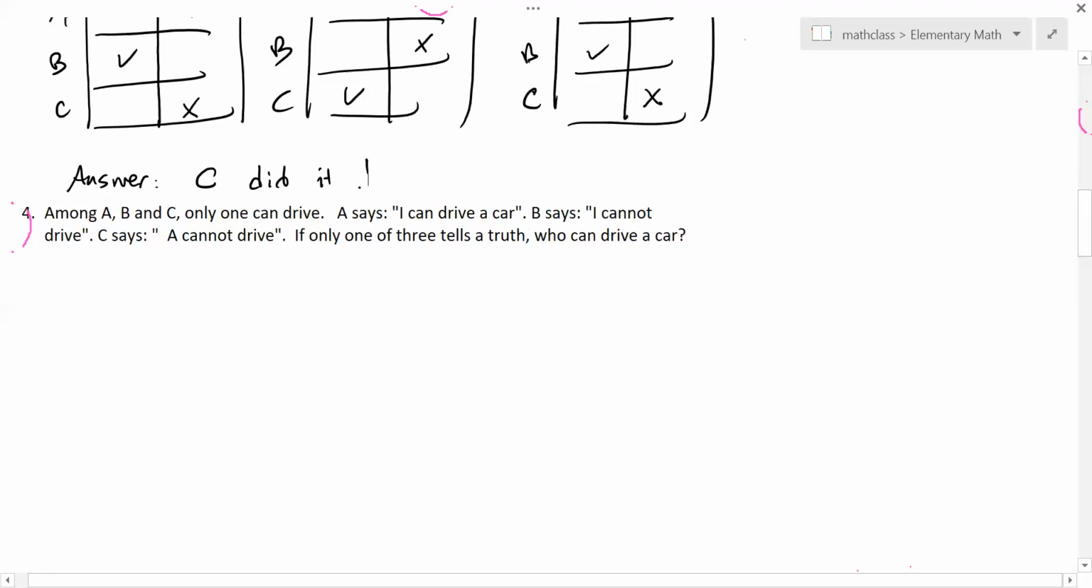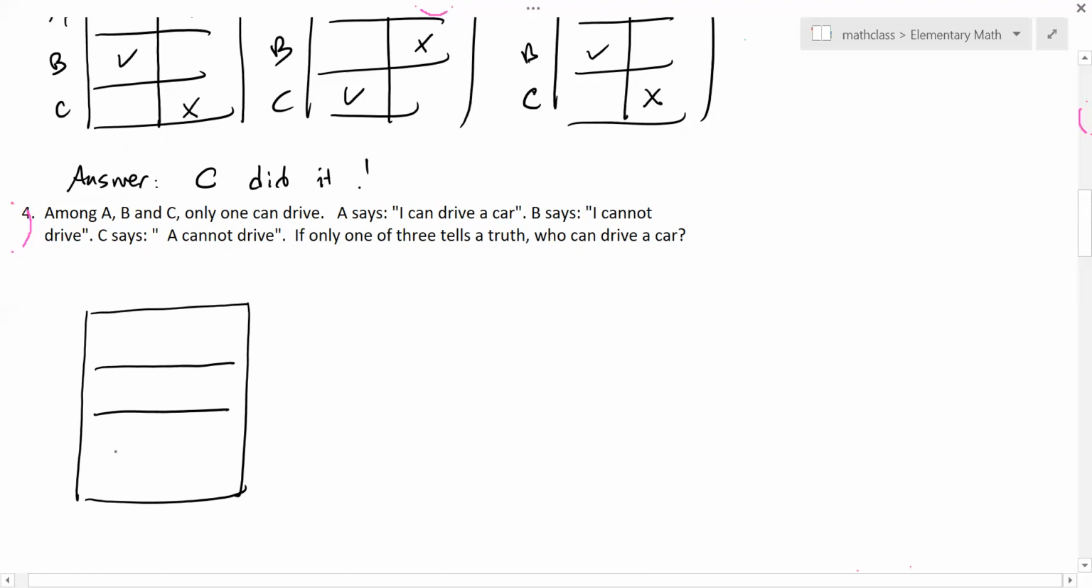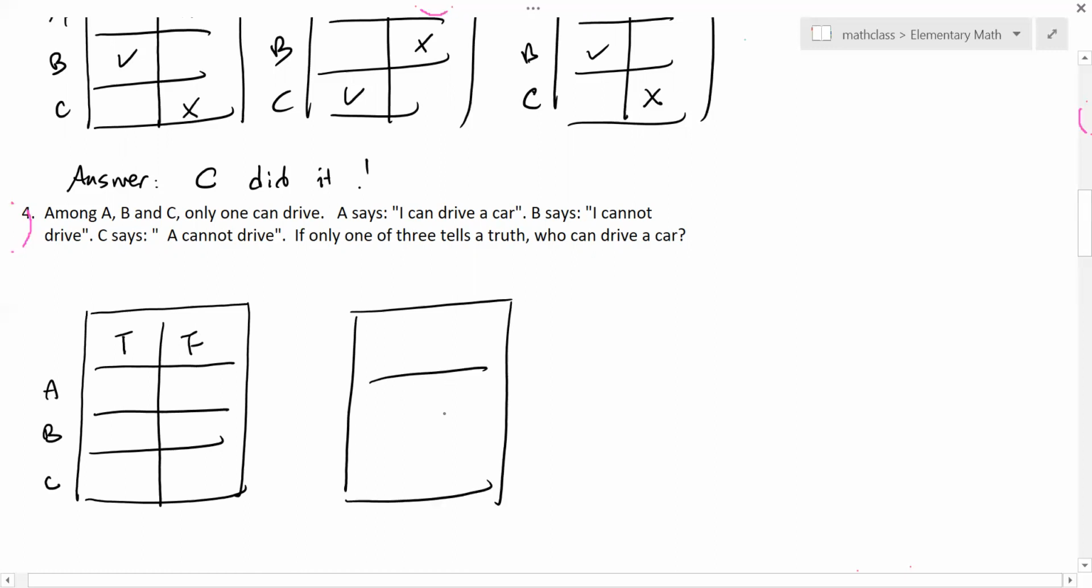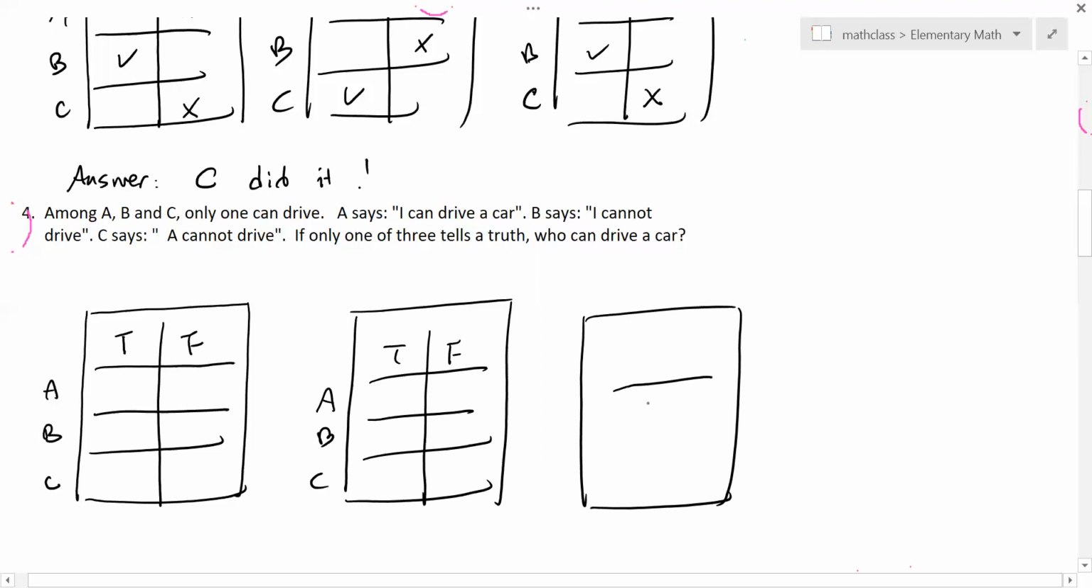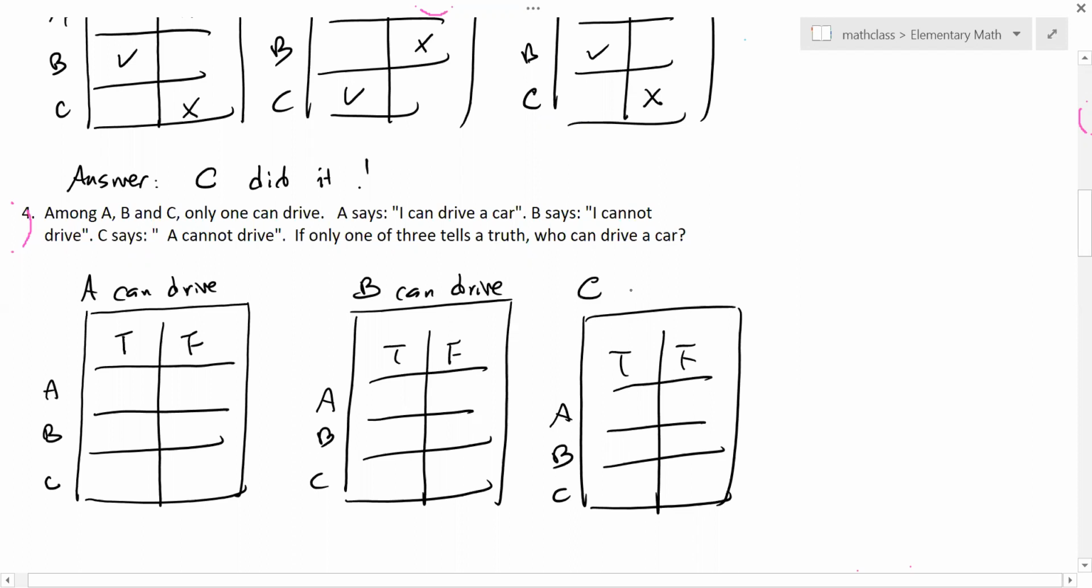So same here. We can do it in a similar way. I'm still drawing the same chart. One, two, three. And here are A, B and C, with true and false statements. Otherwise, you will be confused. So we have to make three different assumptions here. We assume that A can drive, and here we assume that B can drive, because we don't know at the very beginning, and C can drive. So in each case, the answer can be A, B, or C.